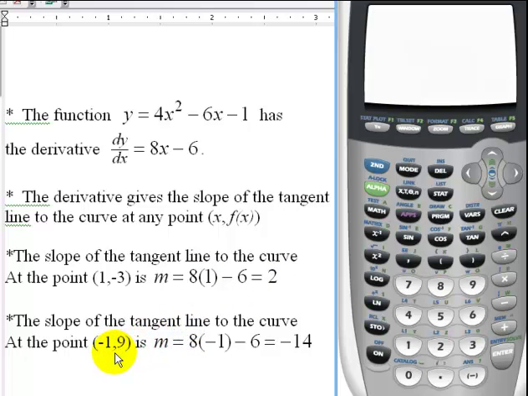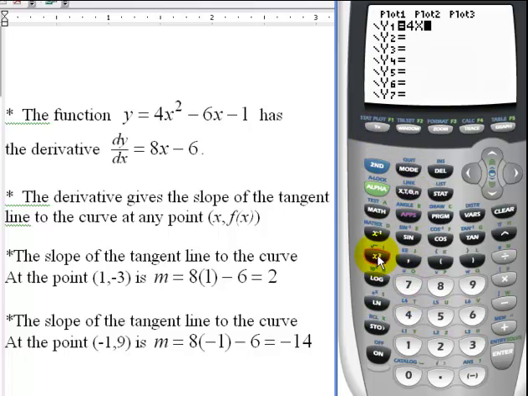And as a second example, I'm looking at the point where x equals negative 1 on the equation 4x squared minus 6x minus 1. The slope of the tangent at that point would be negative 14. Two ways that I want to show you to verify that work. So first of all, let me go into Y equals and graph our curve. Y equals 4x squared minus 6x minus 1.